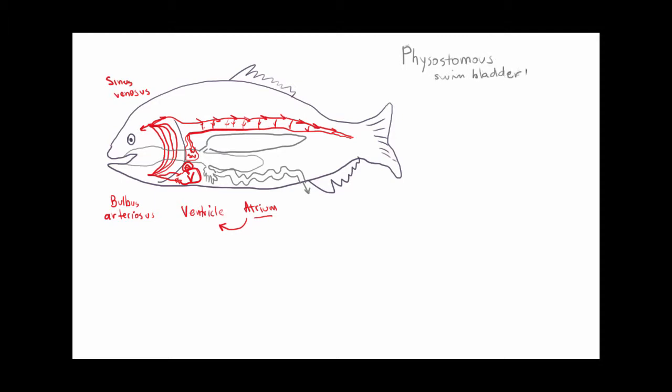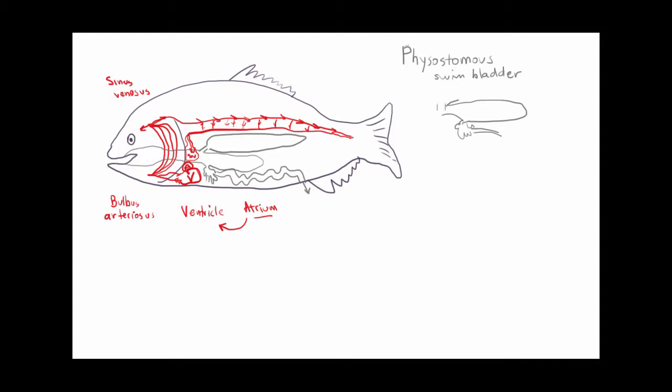Physostomous anatomy of the swim bladder. And by this, I mean that the swim bladder is actually connected to the digestive tract. Okay, so here's the cardiac stomach. Here's the tube that connects the cardiac stomach to the pyloric stomach. The pyloric stomach is going to be attached to the intestines. You get that part. Here's the esophagus.